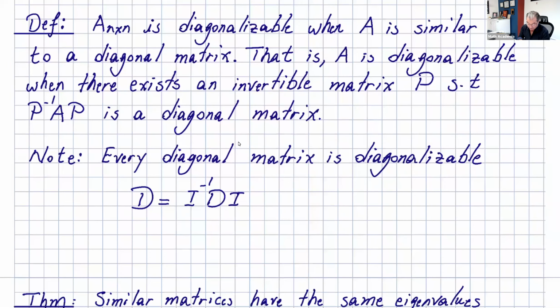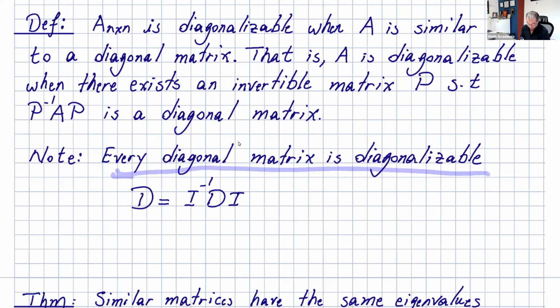Now, let's go over when a matrix is diagonalizable. A square n by n matrix A is diagonalizable when A is similar to a diagonal matrix. So a matrix is diagonalizable when you can write that relation, and when you write that relation, you get a diagonal matrix. That is, A is diagonalizable when there exists an invertible matrix P such that P inverse times A times P is a diagonal matrix. And a little note here: every diagonal matrix is diagonalizable.